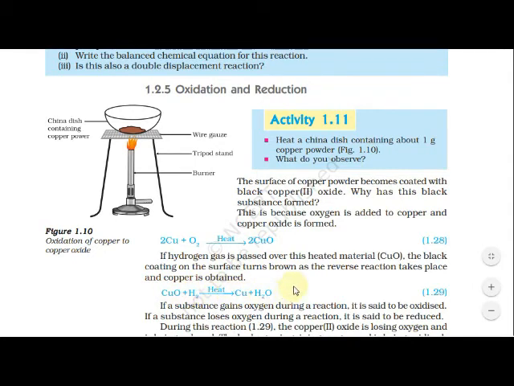What will be the reaction after passing hydrogen gas over CuO? CuO plus H2. After heating, what will be formed? Cu is displaced and H2O is formed.